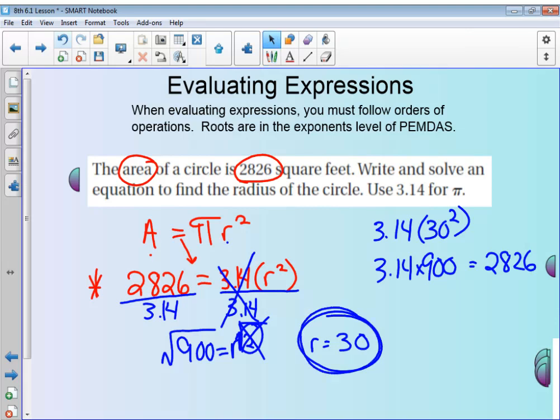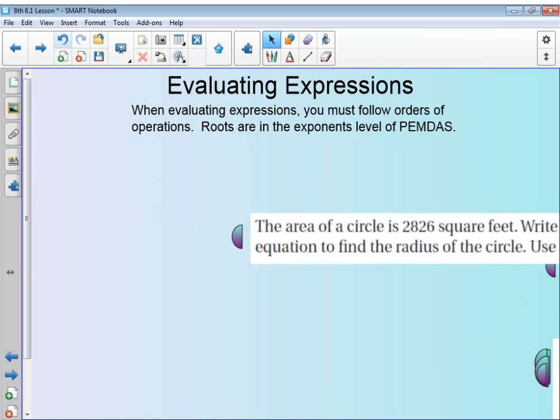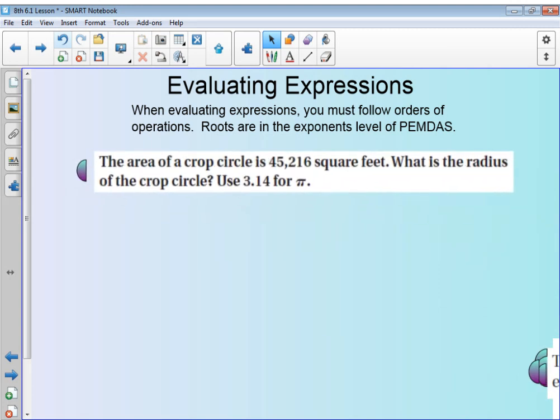Okay, so I want you guys to go ahead. I'm going to give you one of these. I want you to go ahead and try it out. So right now it's basic substitution. I'm going to give you that equation. I'll rewrite the equation, but you're going to have to understand that. That's something that you have previously learned. So this time it says the area of the crop circle is 45,216 square feet. What is the radius of the crop circle?